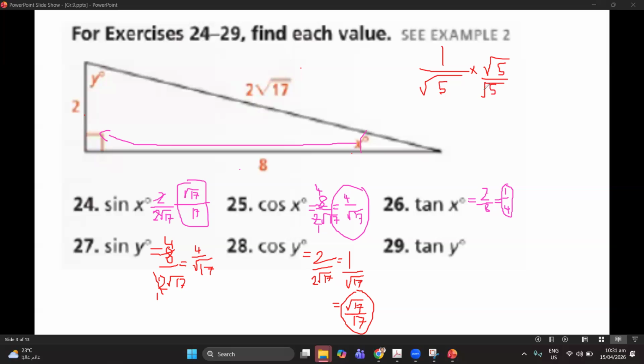But now it's square root of 5 over 5. Once you multiply them, the square cancels the square root in the denominator, so you have 5. And on top, you have the square root of 5. So in this case, you just move the square root from the denominator to the numerator. Okay? Thank you. You're welcome. Right. Now, I still have tan y.